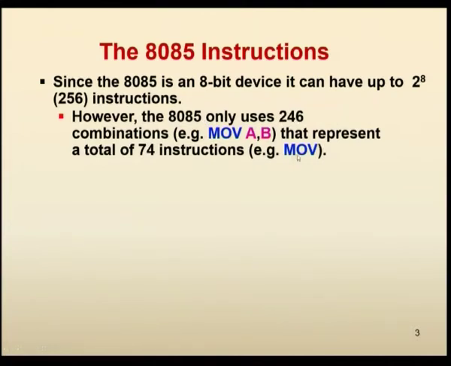Instruction means, MOV is an instruction. A combination of move is MOV A comma B. We can have other combinations such as MOV A comma C, MOV C comma A, MOV D comma E, and like that for every instruction we can have several combinations. So, basic instructions are 74, and all the combinations of the instructions put together work out to 246.